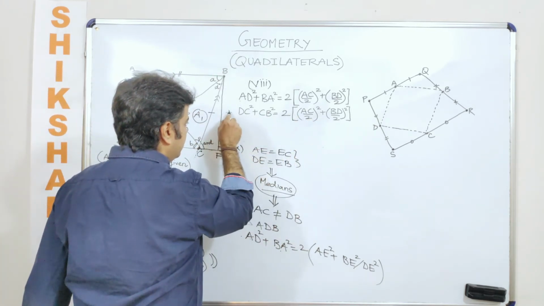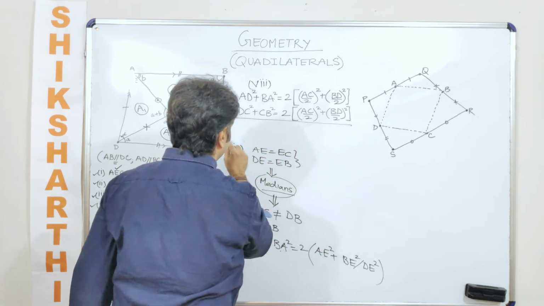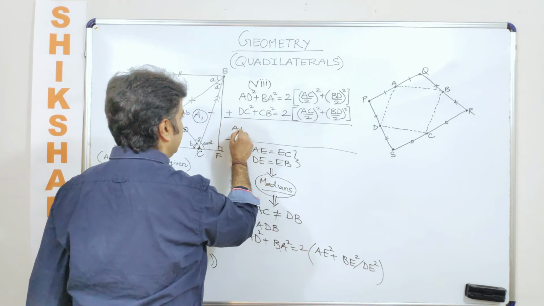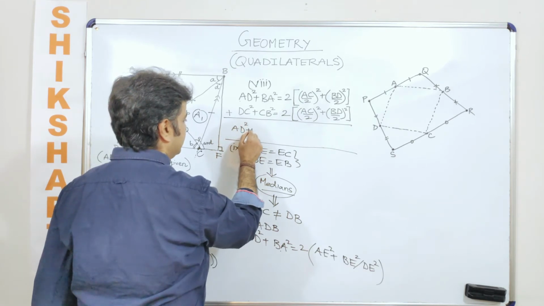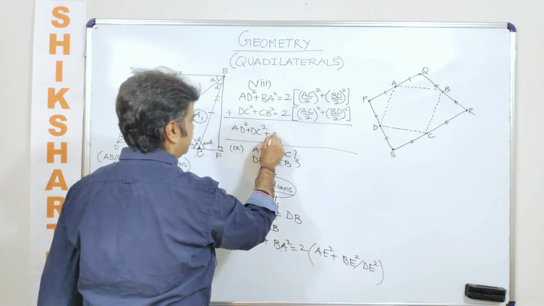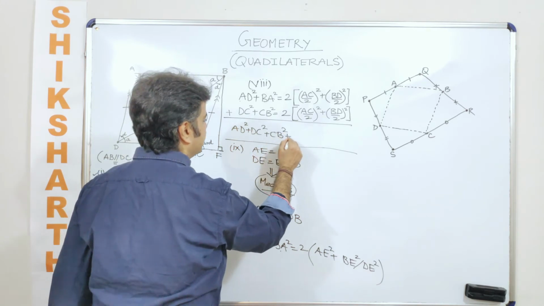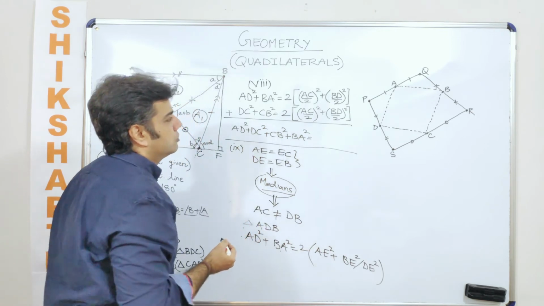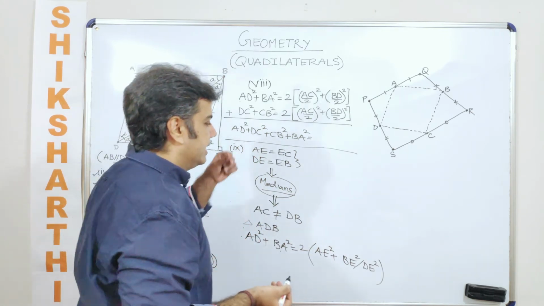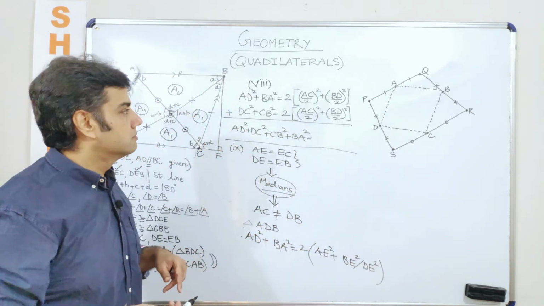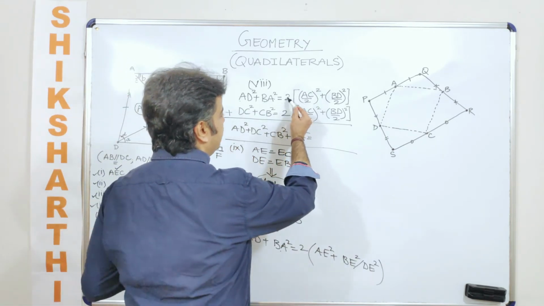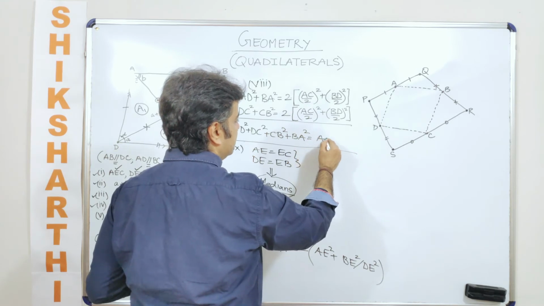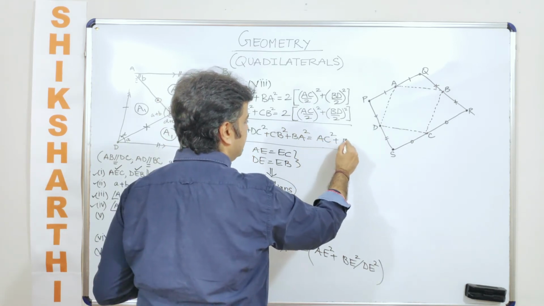Now I add these two. What is the relation that I get now? Let's see that. We are getting AD square plus DC square plus CB square plus BA square is how much? So when I add all these, how much should I get? So here we are getting 4 times. If I add these two, we are basically getting AC square plus BD square.